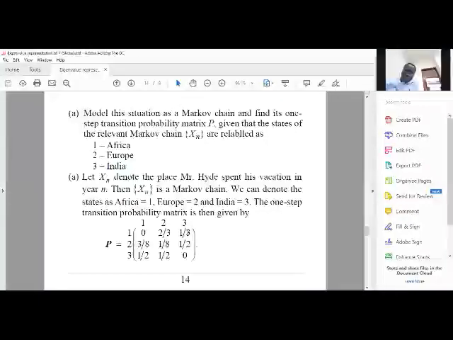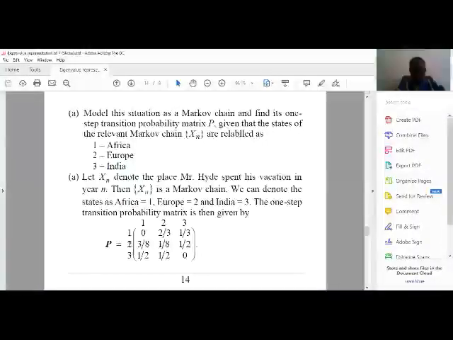Have you seen it? The sum of a row is equal to 1. The sum of every row is 1. So 2/3 plus 1/3 is already 1, so this place must be 0. It means if he was in Africa the previous year, the probability that he still goes to Africa the following year is 0.